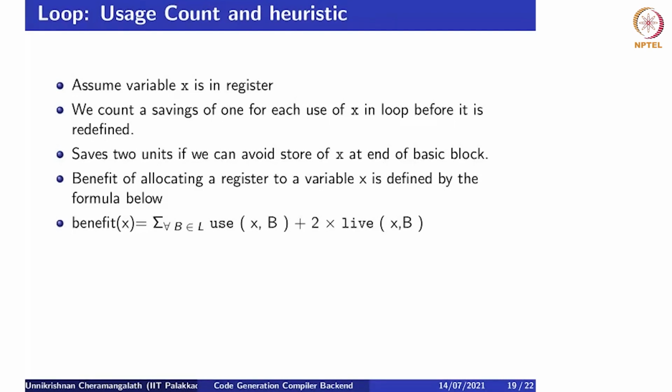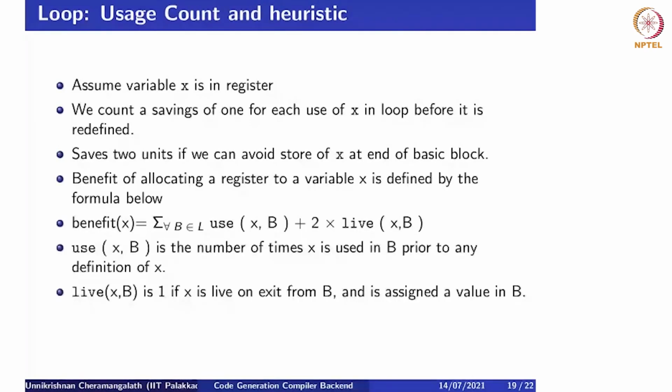So what is the actual indication about live is that the value will be used again in future. Now use(x,b) is defined by this formula. Use(x,b) is the number of times the variable x is used in b prior to any definition of x. This "prior to definition of x" is important. Live(x,b) is 1 if x is live on exit from b and is assigned a value in b. This is also important: is assigned a value in b.